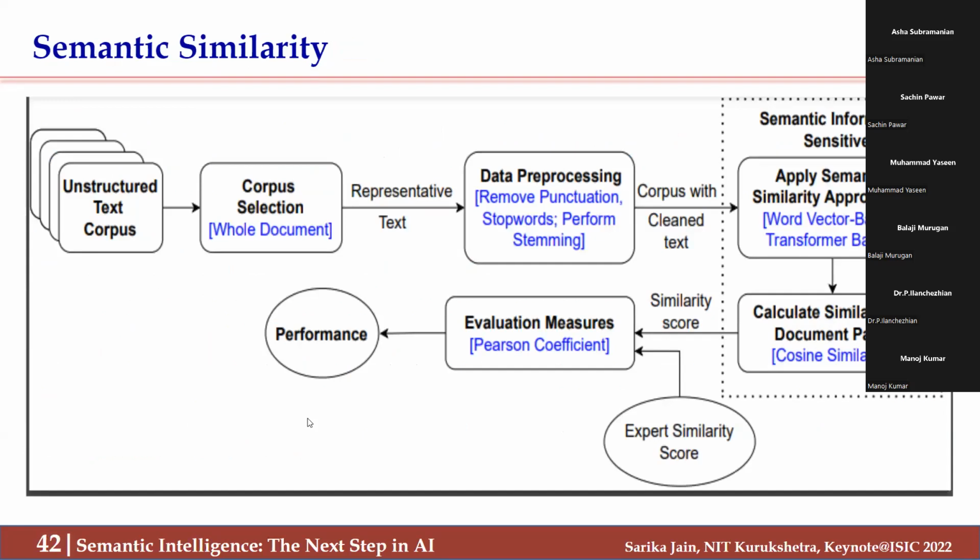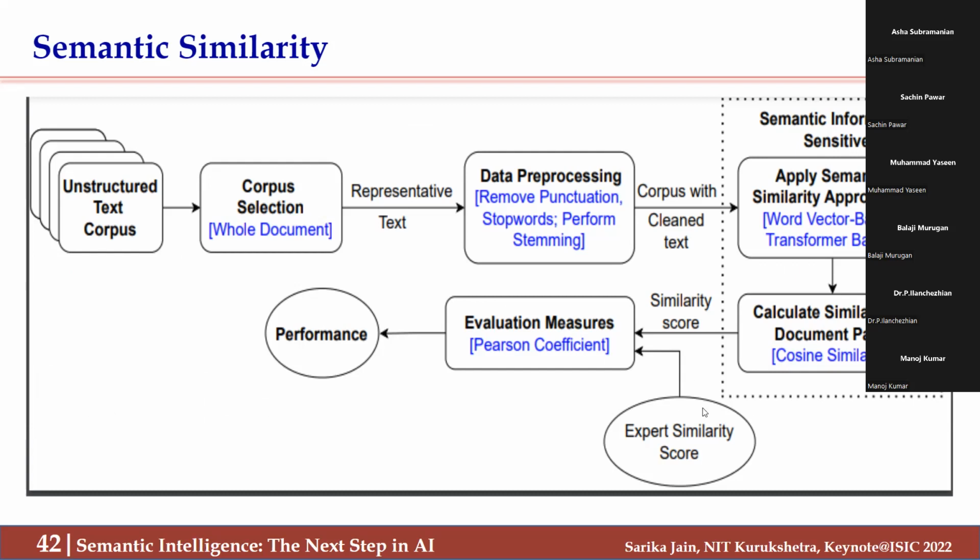Here is the architecture, I should say, of how we are proceeding right now with finding the semantic similarity between two court judgments. We are taking the corpus, data pre-processing is being done, and the clean text is passed to the semantic similarity approaches. We have till now applied the word vector based and the transformer based approaches, and utilized cosine similarity. We have found the similarity between the document pairs, and finally evaluated using the Pearson coefficient.